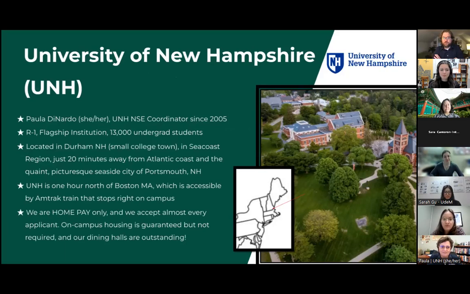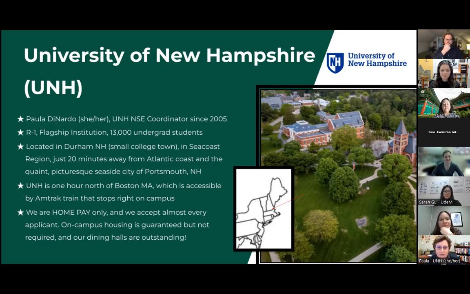Next up, we have the University of New Hampshire. Thanks, David. Hello, everyone. My name is Paula DiNardo, and I'm with the University of New Hampshire. I've been a coordinator with NSE since 2005. The University of New Hampshire is also an R1 flagship institution, but we're a pretty small one on a scale of flagships. We're about 13,000 undergrad students located in Durham, New Hampshire, and on the little map of New England, the arrows go right to the little bitty part of New Hampshire that has a seacoast. Of all the states in the United States, we have the shortest coastline. It's about 18 miles.